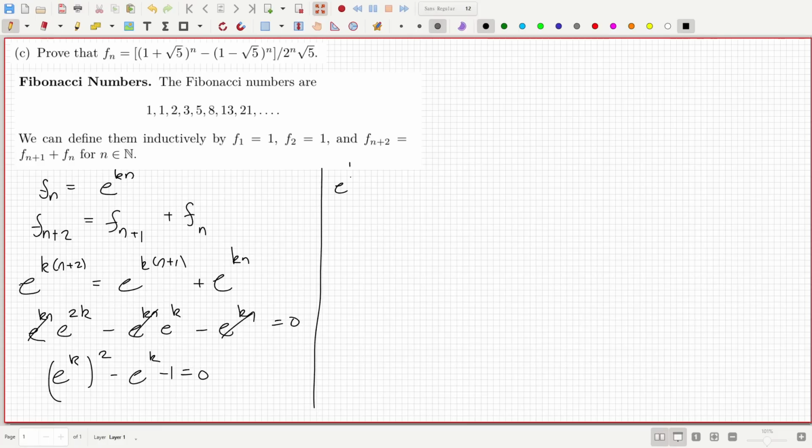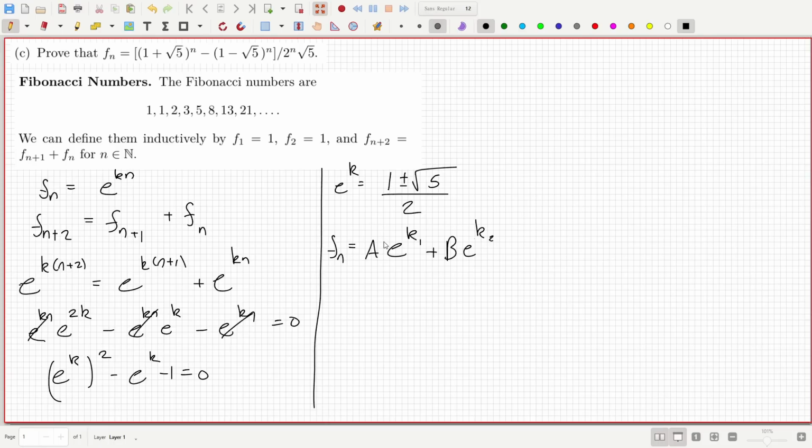So quadratic formula, e^k equals minus b plus or minus the square root of b squared minus 4ac, all over 2a. So what happens is when there's two solutions, and you can check this for yourself, a linear sum of both solutions is also a solution. So you can say Fn is some multiple of the first solution and then some multiple of the second solution.